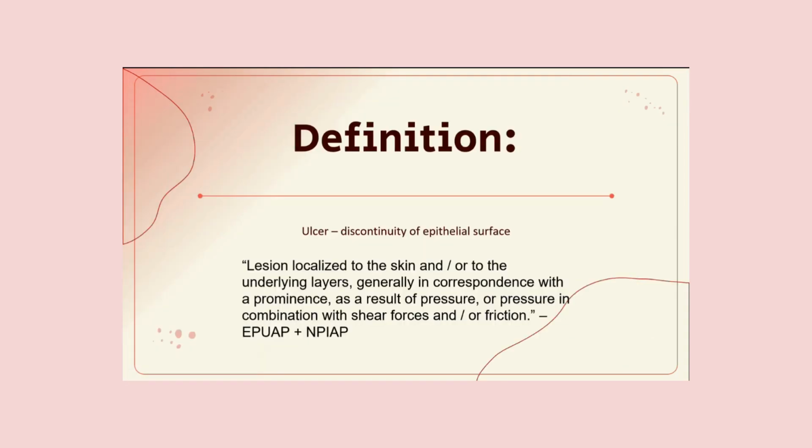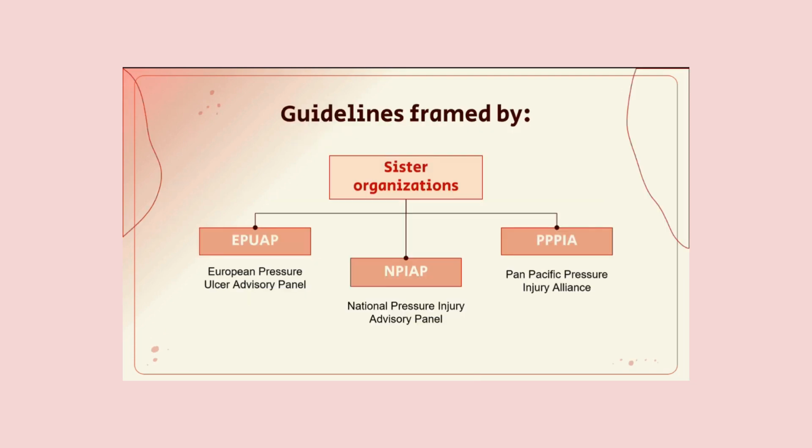So pressure ulcer, like any other ulcer, in simple terms, it's just a discontinuity of the epithelial surface. According to guidelines, in detail, a pressure ulcer can be defined as a lesion localized to the skin and/or to the underlying layers, generally in correspondence with the prominence. This prominence might be a bony prominence as a result of pressure or pressure in combination with the friction and/or shear forces. This definition is given by European Pressure Ulcer Advisory Panel.